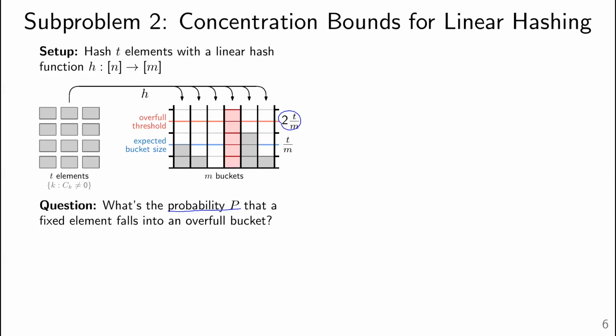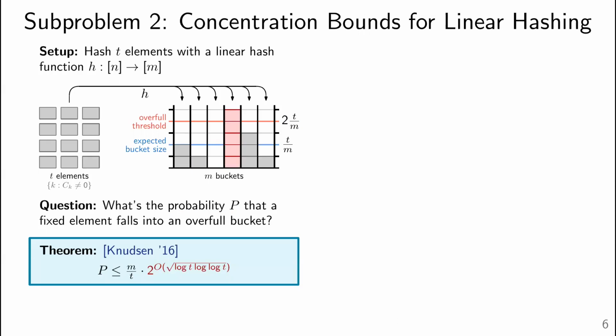Now, without going into the details, there is a very nice paper by Knudsen from a couple of years back, which shows that p is at most m/t times some error term. This error term, however, is too large for this algorithm. And unfortunately, you can even show that you cannot improve this error term too much.